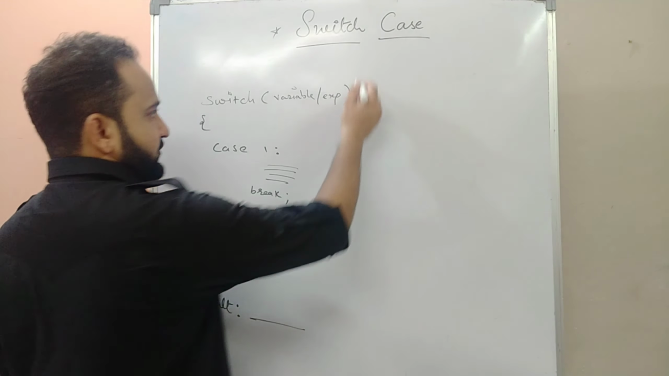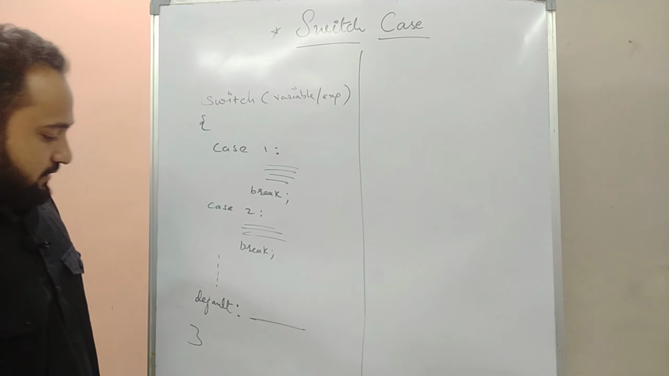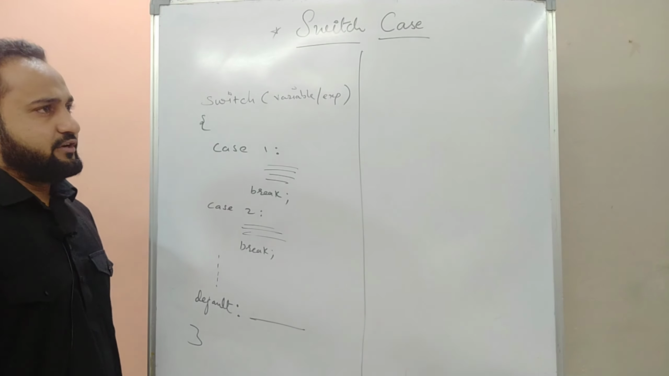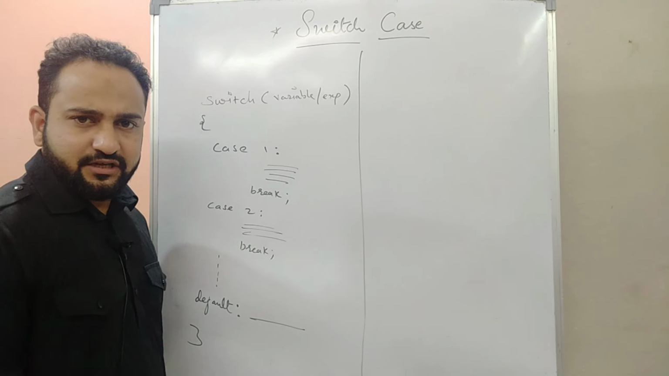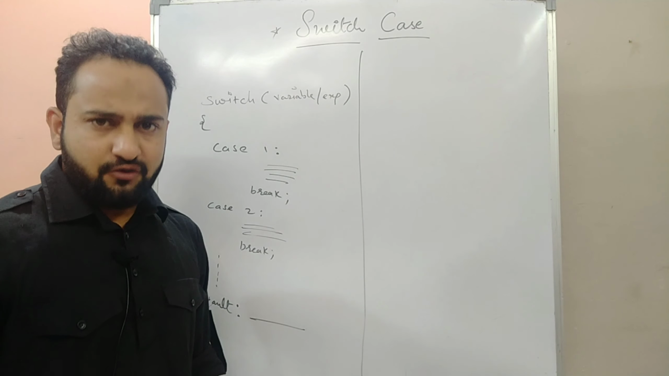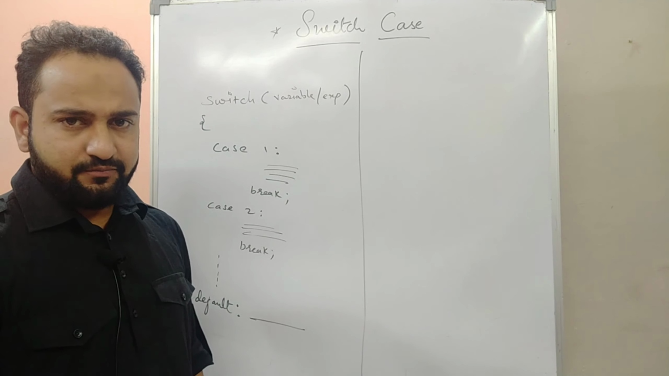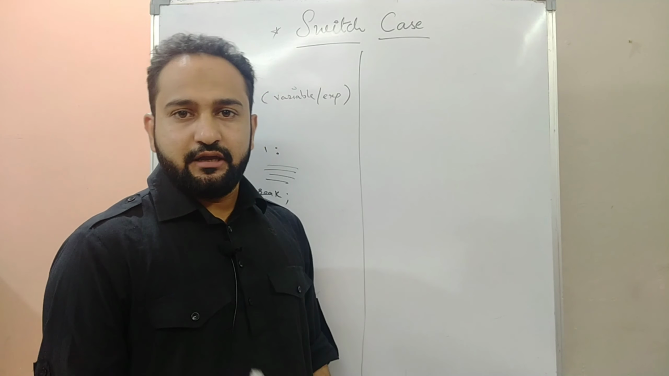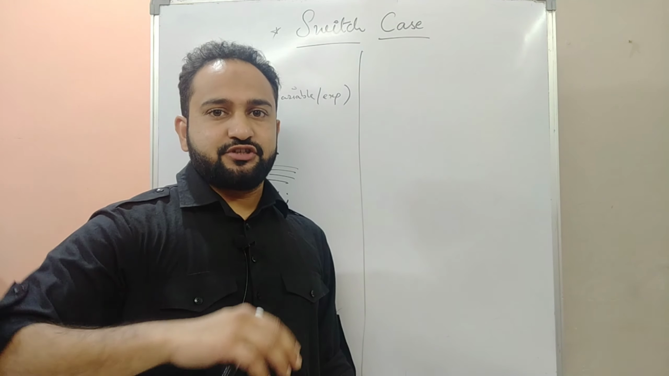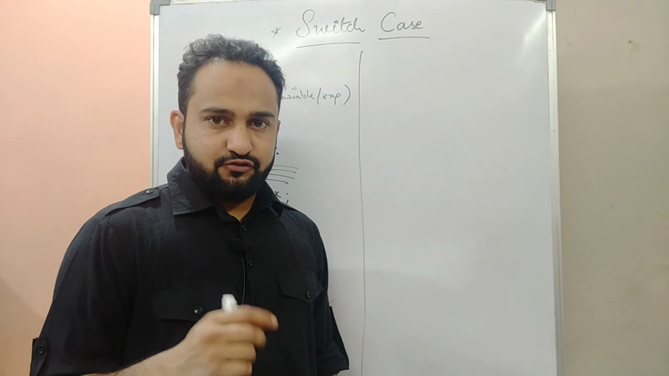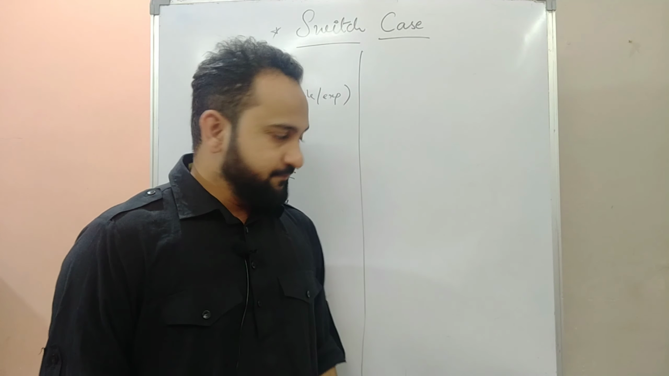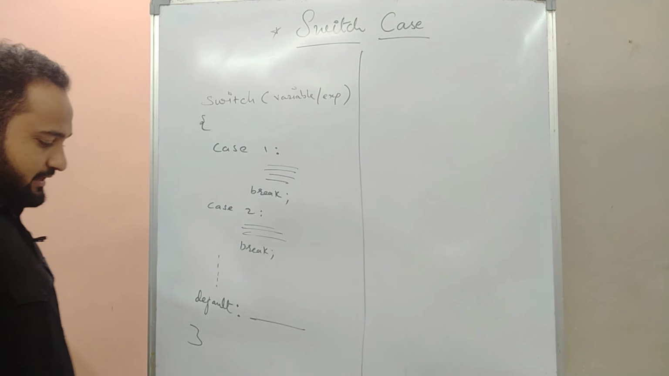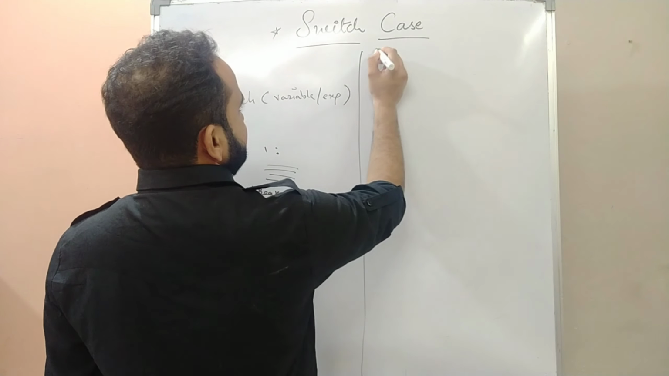Let me write one simple program to explain this switch case. For example, I'm taking a month number from the user and I'll be printing the month name. For example, if the user says 3, I will print March. If user says 1, I will print Jan. If user says 8, I will print August. So that's what you have to do. Let's write a program for it.